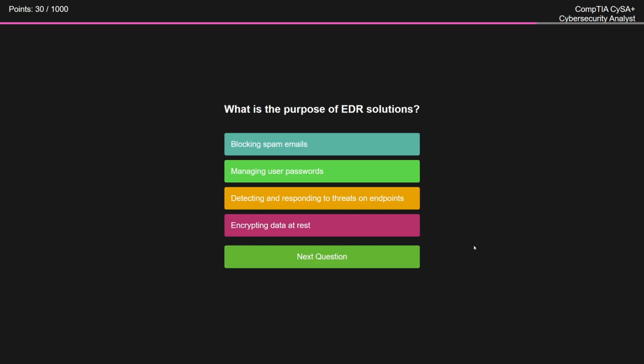Blocking spam emails, managing user passwords, detecting and responding to threats on endpoints, encrypting data at rest. So I already know what the right answer is. Endpoint detection and response. I think I just gave away the answer, but that's going to be detecting and responding to threats on an endpoint. The reason is because blocking spam emails, managing user passwords, encrypting data at rest, that's not what EDR is used to do. It's mainly used to detect and respond to threats on endpoints.